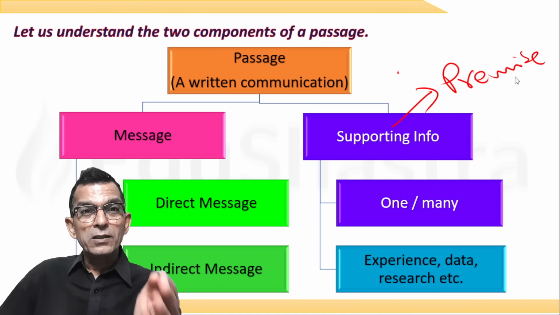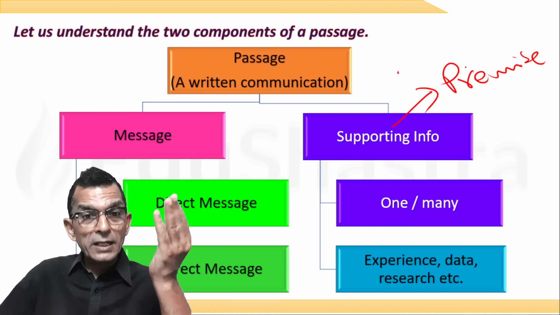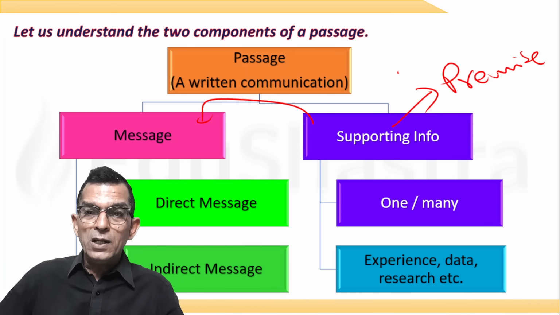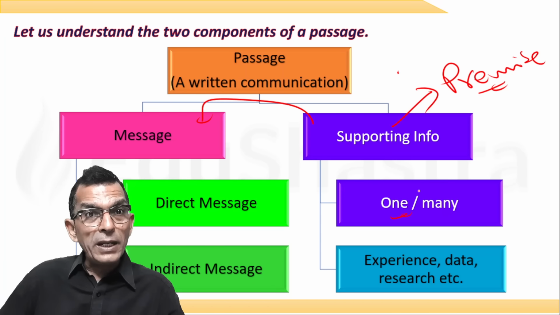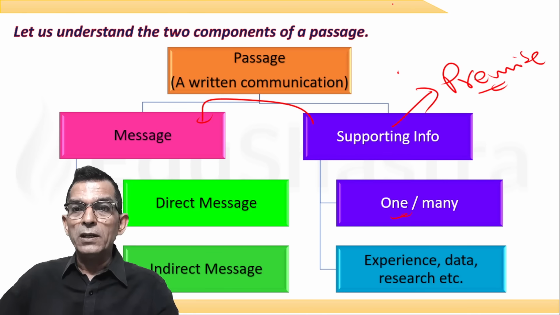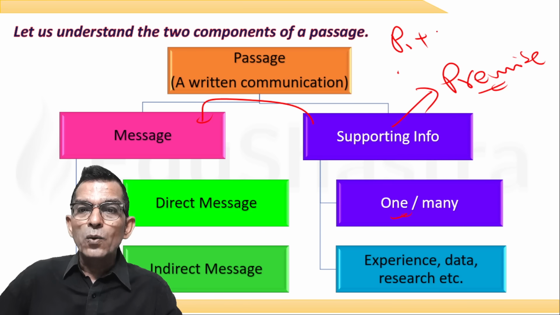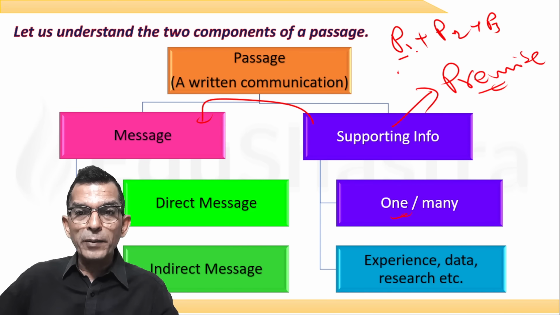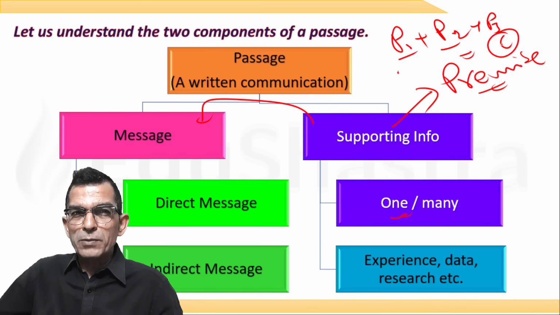Premise का मतलब है supporting information or the reasons why I say this. I could have one or many premises, I said. एक premise भी हो सकता है, कई सारे premise भी हो सकता है. There could be more than one reason why I say Virat Kohli is the best batsman. Maybe I have three reasons to say that. Virat Kohli is the best batsman is my conclusion. And there could be three reasons.